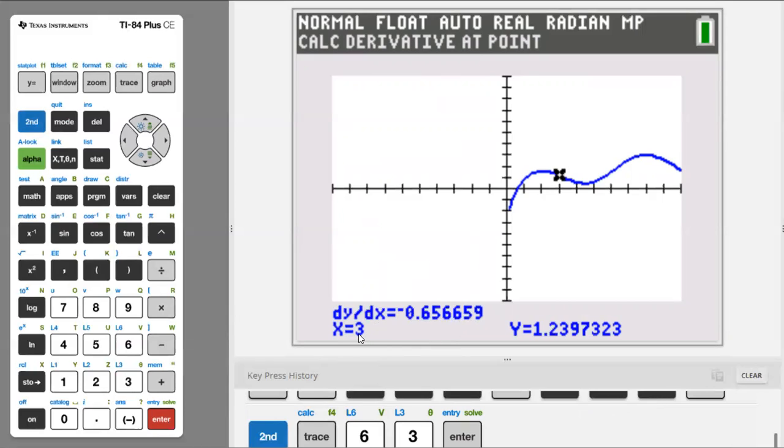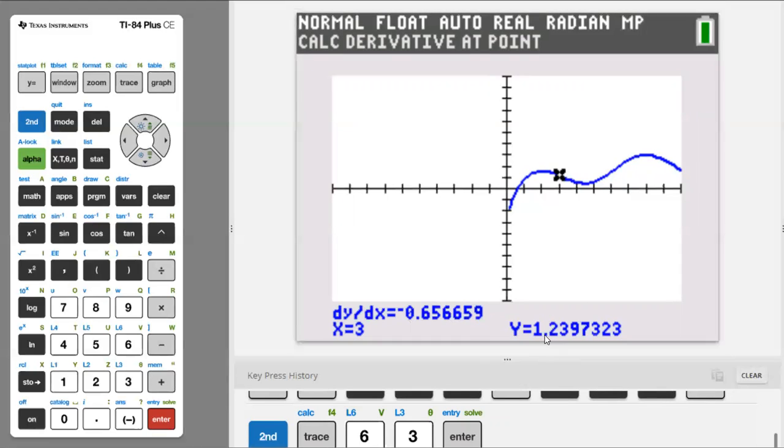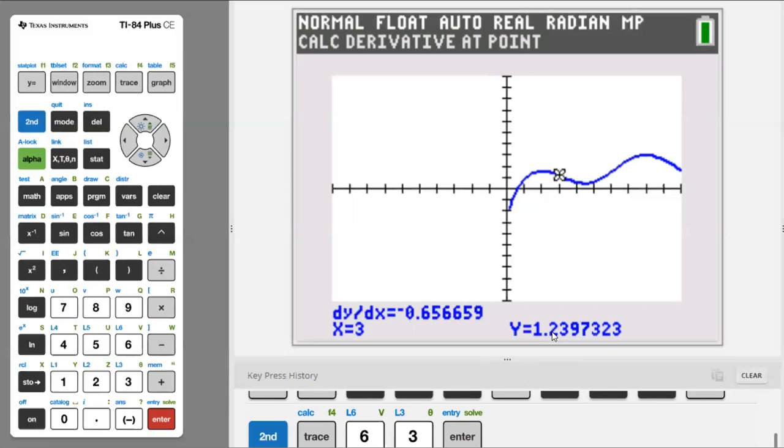And here it gives you the x coordinate as well. The x is 3 and the y is this. This is very nice because from there we can actually plot the tangent line. So let me see if I can remember some of these values. I have negative 0.657. So I want 657. And then I need my 1.240. So 1.24 is what I need. Okay, let's see if we can do this.